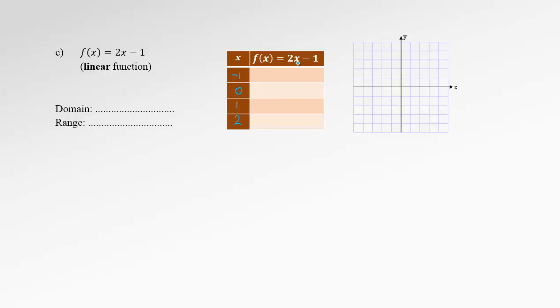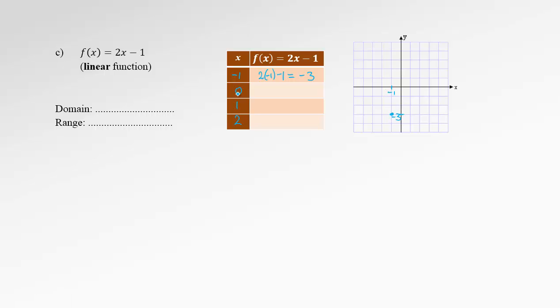Okay, so if we put the input x equals -1, the output is 2 times -1 minus 1, which altogether is -2 minus 1, so it's -3. So the point (-1, -3) belongs to the graph. -1 and -3 is here.